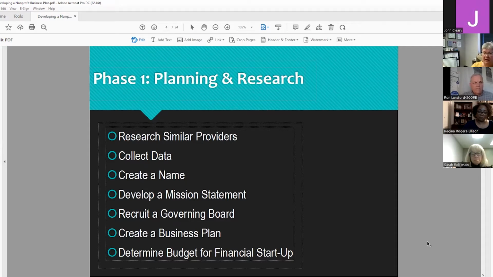Another step in phase 1 is, of course, determining the budget for a financial startup. We'll talk about a 3-year budget. I know that when you're doing your 1023 or your 1023 EZ for the IRS, the EZ doesn't require you to present a budget. The 1023 application for your 501(c) status does require you to submit that 3-year budget.